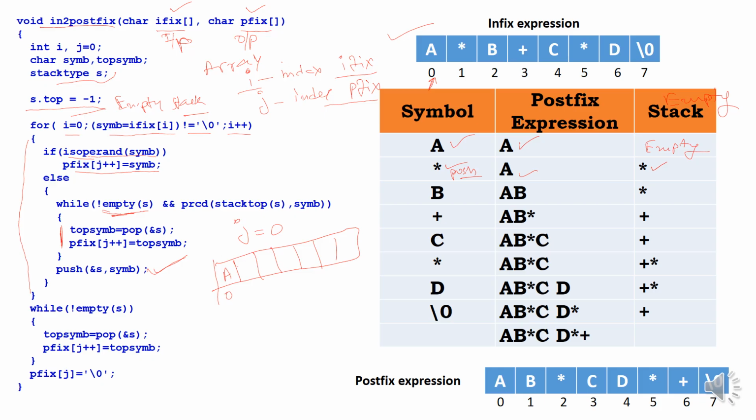Then i is increased and you read the next symbol. The symbol is B. Is B an operand? Yes. So we are inputting B to the is operand function, and it returns 1, that is, it is an operand.